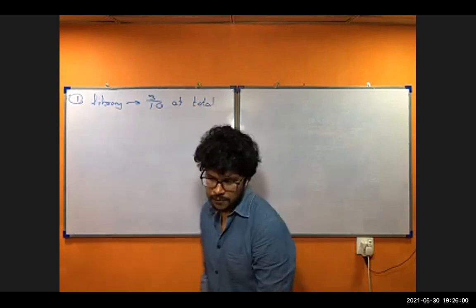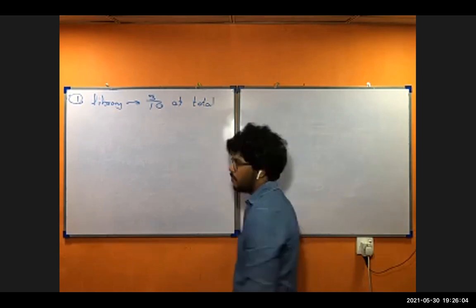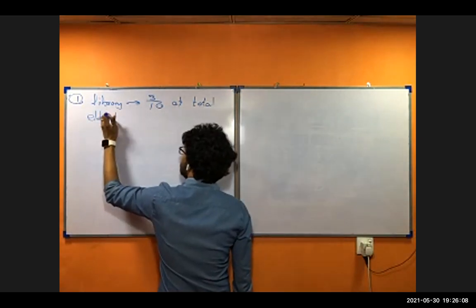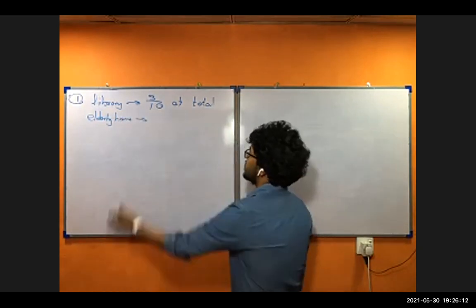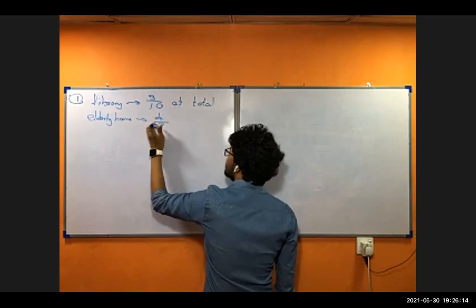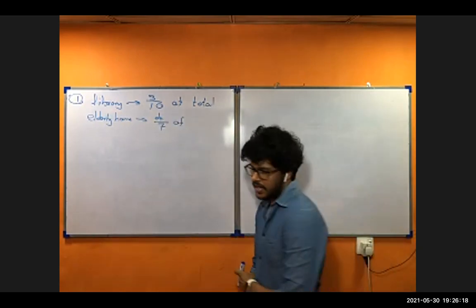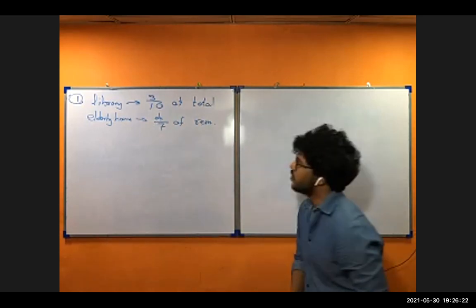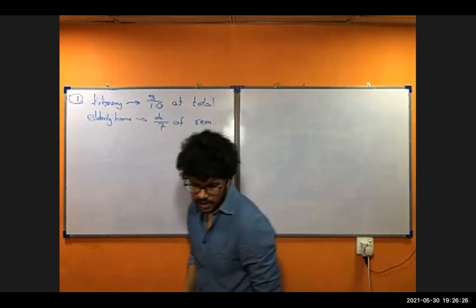Then we have 4/7 of the remaining amount to an elderly home. So elderly home, how much? 4/7. 4/7 of what? Of the remaining. So not the difference. This is of the total and this is of the remaining.